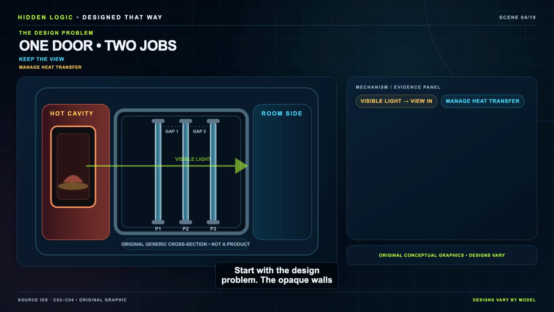Start with the design problem. The opaque walls around an oven can hide conventional insulation. The door must still let you look into the cavity. It needs a clear path for visible light while reducing heat transfer toward the room-facing surface. That is why this is not merely a thicker piece of glass.